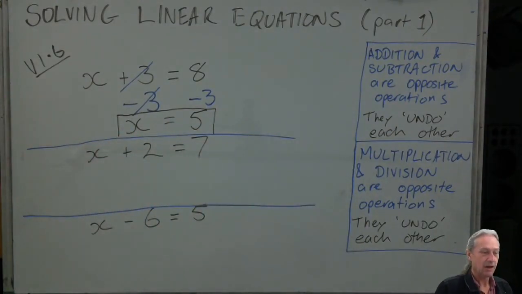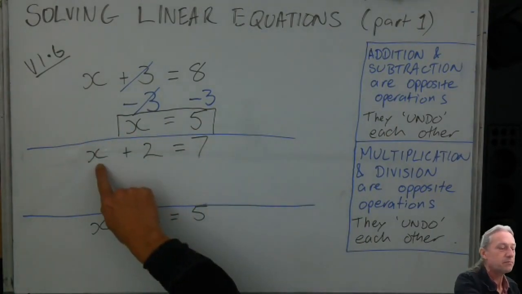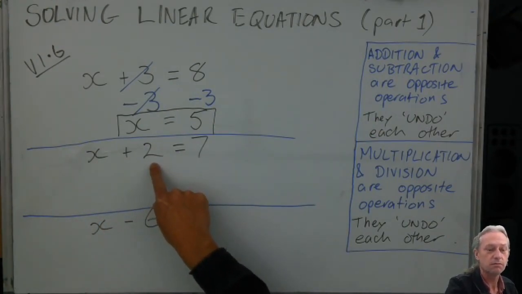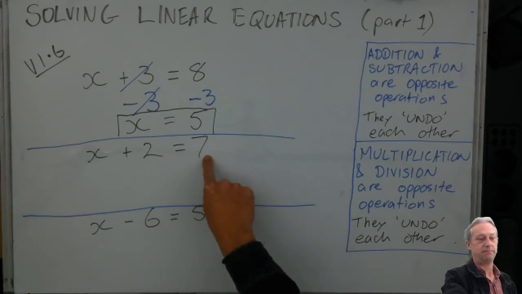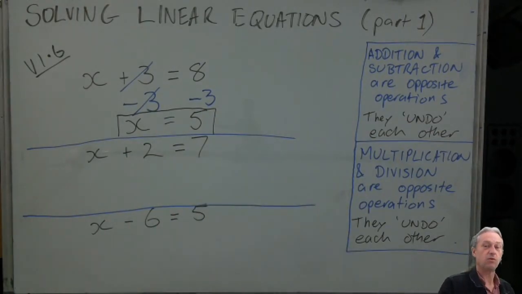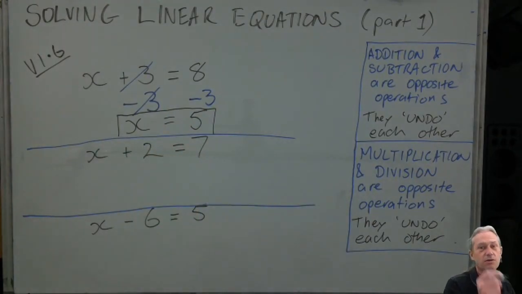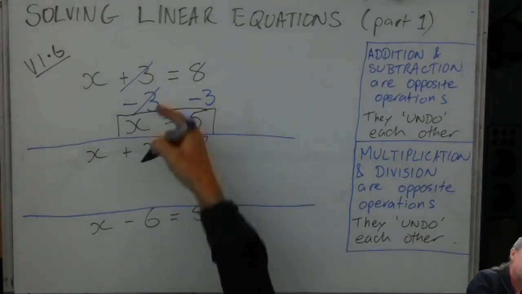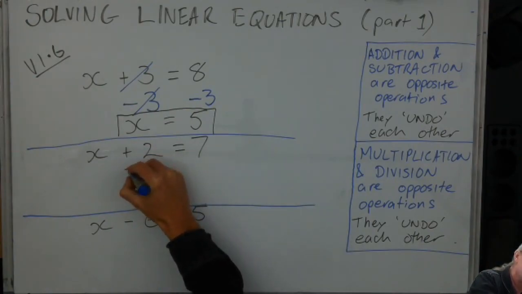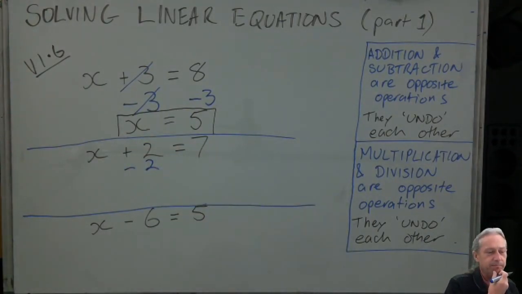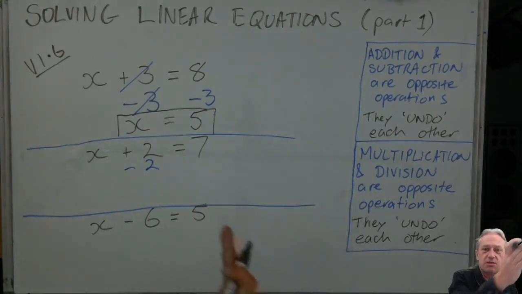So here, we start off with a thing we don't know, and when we add 2, we get to 7. So, in order to undo adding 2 to something, we're going to, like we did here, take away 2, subtract 2. I'm writing it underneath, just so it's lined up.